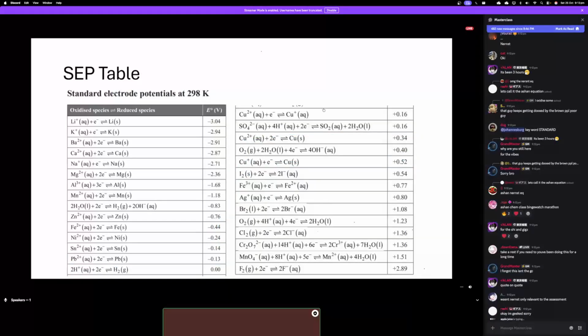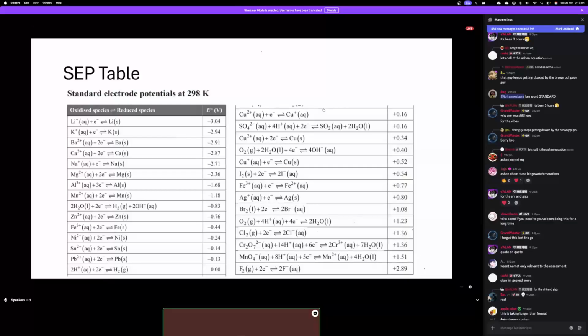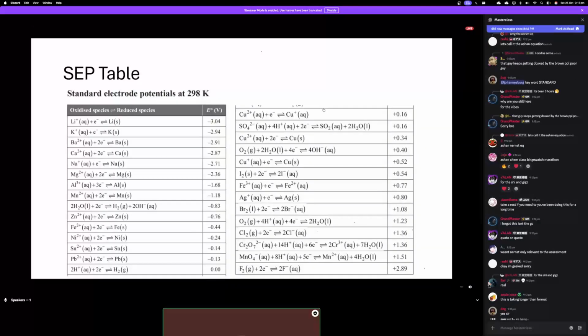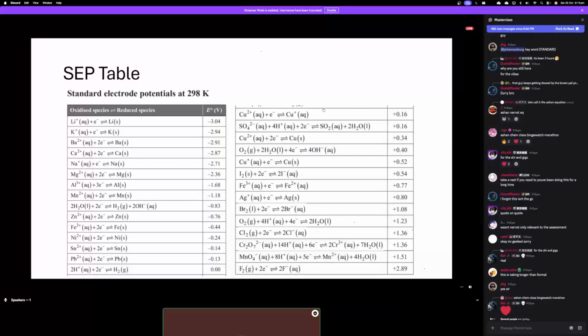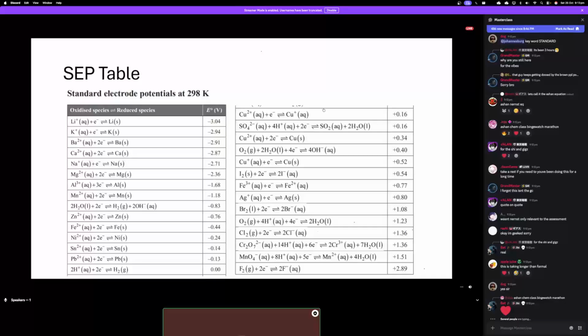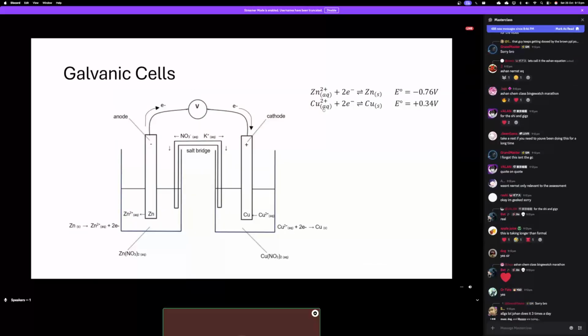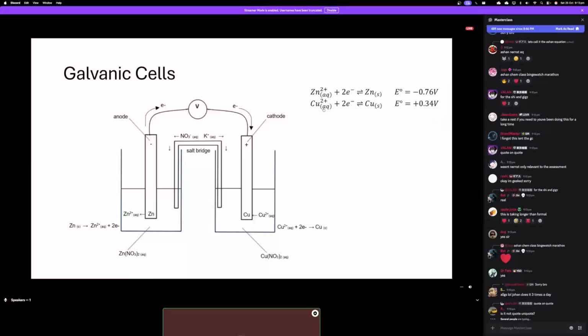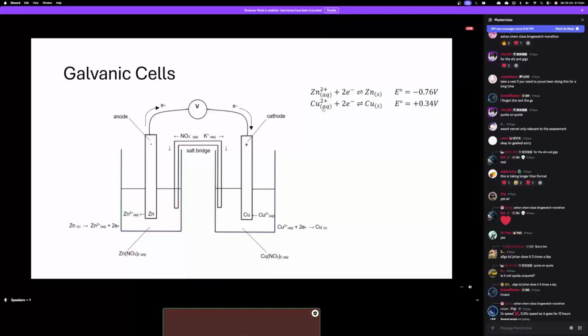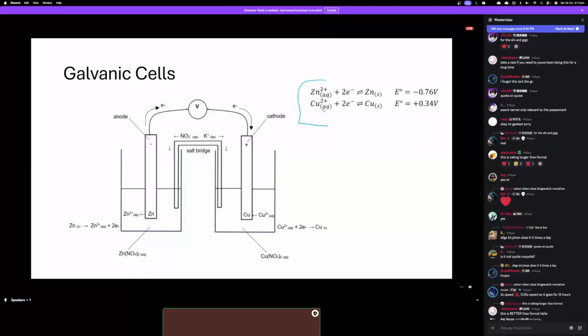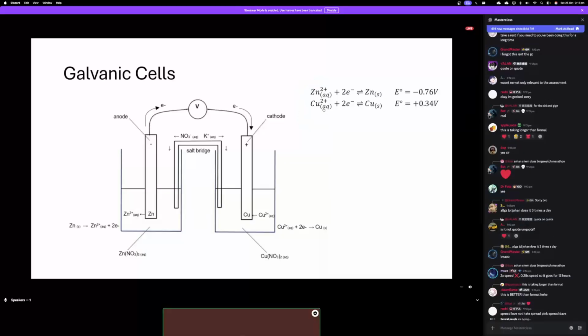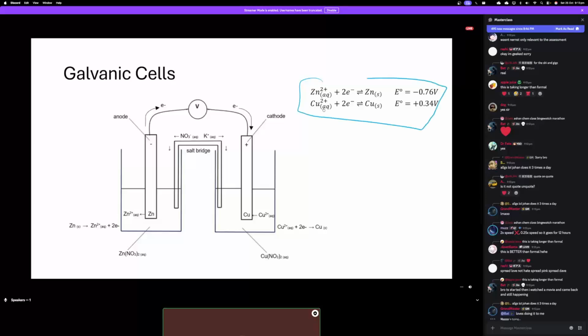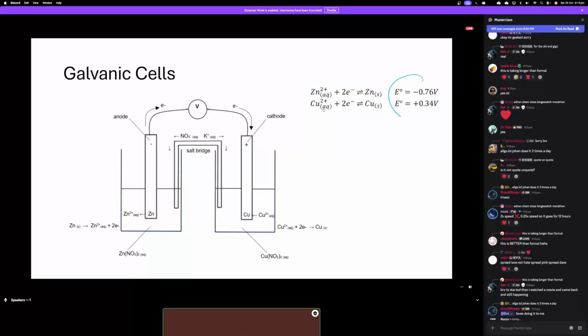Is that clear with everyone? So if we want to figure out the voltage from connecting two half cells, for our zinc copper example, all we need to do is find the difference between these.